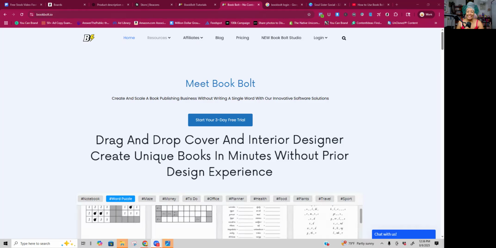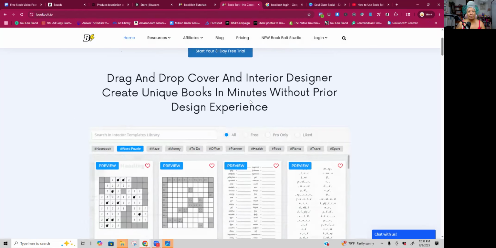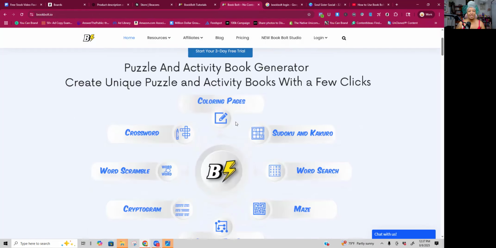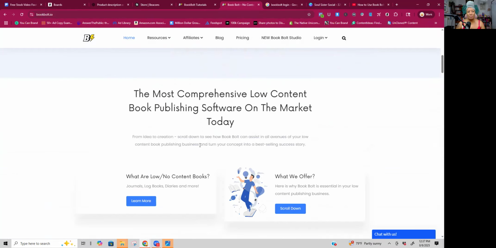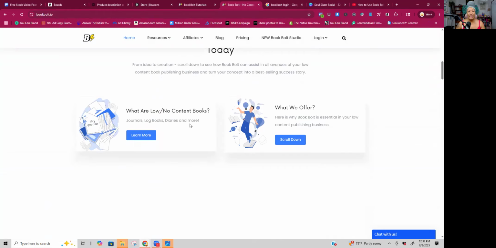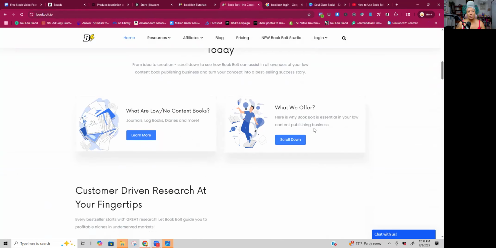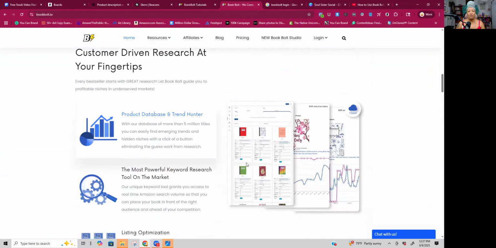All right, you guys, let's get into this overview of Bookbolt. When you first sign in, you can sign in with the 3-day trial, and it already explains everything that Bookbolt is about, which I'm super excited about. Drag and drop cover and interior design, coloring pages, games, word search, connect the dots, cryptograms, all kinds of stuff. And it teaches you about low content books, no content books, what they offer, everything.